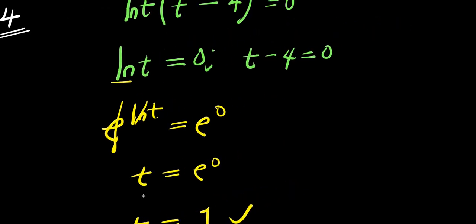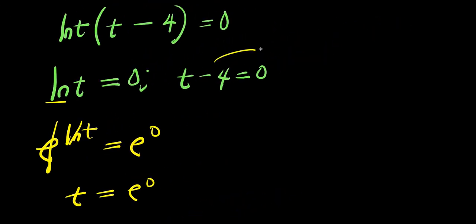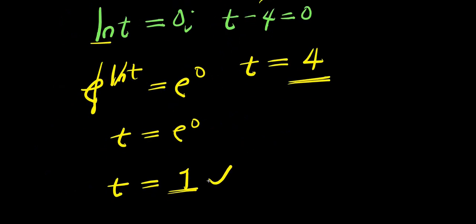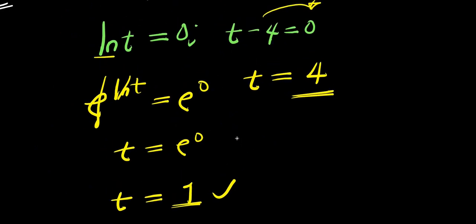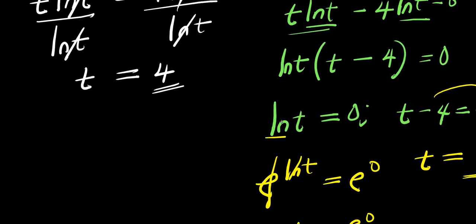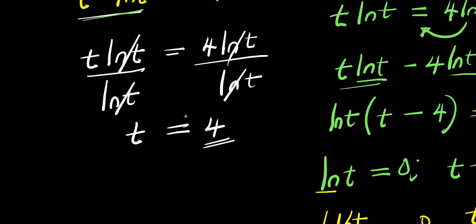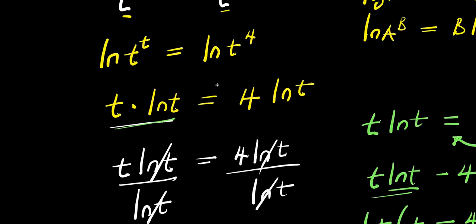Now, you can also solve for t right here. By moving negative 4 over here, you have t equals 4. So in this other method, we are having two different solutions, which are t equals 1 and t equals 4. But by just dividing here, we are having only one, which is t equals 4.